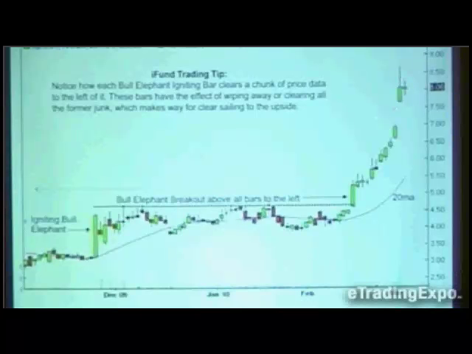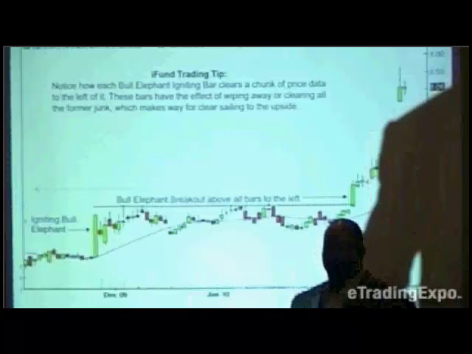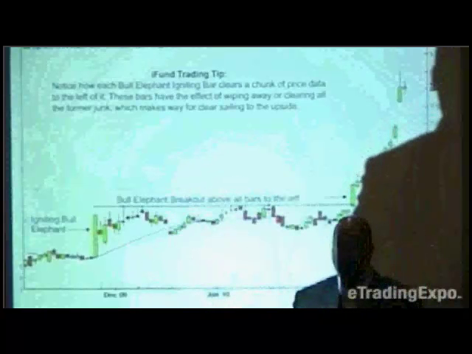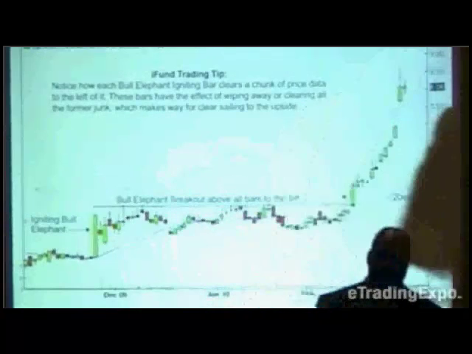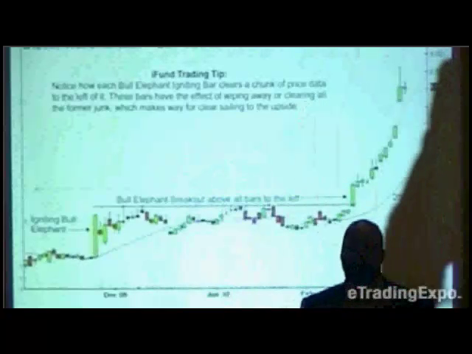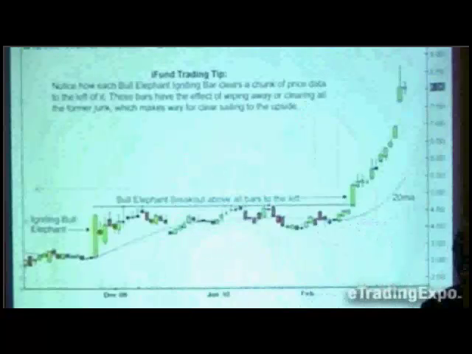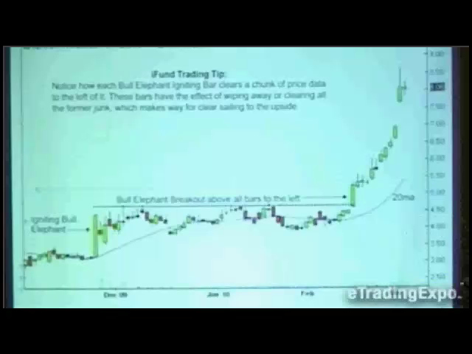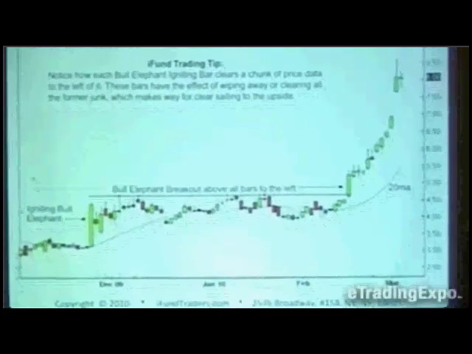Now here's what my traders are taught to do. They're given a set of stocks, and they're told you are not to miss one bull elephant bar, and you're not to miss one bottoming tail bar, and you're to buy every single one. So my traders would buy this bull elephant bar, they would buy that bull elephant bar. Now I'll tell you another quick trick. They're also taught to add to the play once it's running as a winner.